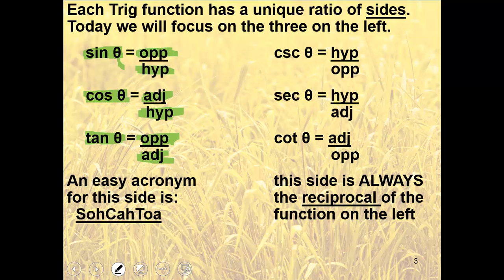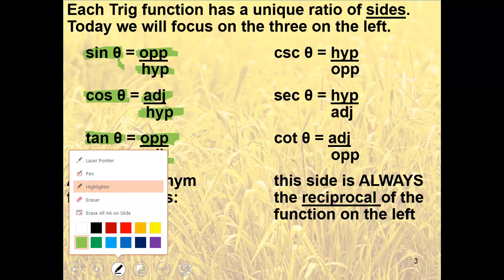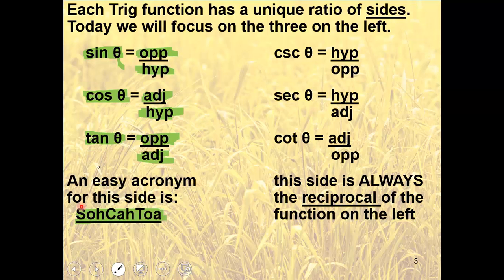Now, the one thing you're going to have to push against is writing these in decimal form. Don't do that. Just simplify your fractions. There's a very easy acronym that has been used for many years. It's called SOH CAH TOA. It kind of just runs right off your tongue. Sine is the opposite over the hypotenuse.